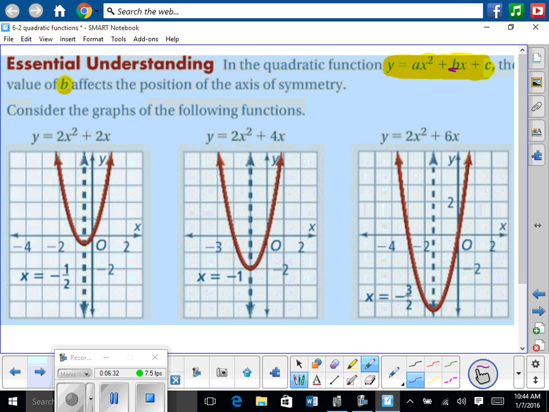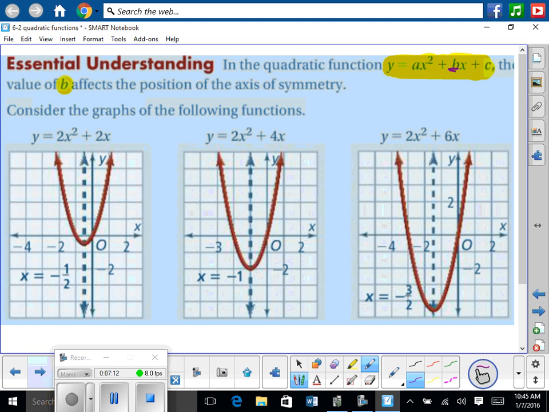So consider these three graphs. We have y equals 2x squared plus 2x. Does everybody see how my axis of symmetry has shifted? Yes. So now it's moved. It's not at the y-axis. 2x squared plus 4x. Do you see how the axis of symmetry has moved this way? Shifted, right? We're going to talk about why in just a second, like how to get the axis of symmetry. But right now my point is, do you see how the axis of symmetry has been shifted? That's all we're getting at right here. Because we have 2x squared plus 6x, do you see how the axis of symmetry has been shifted?